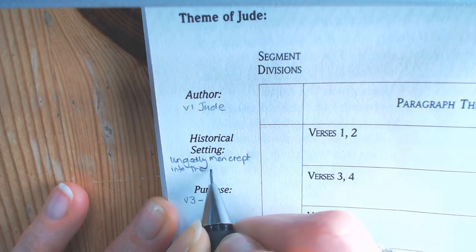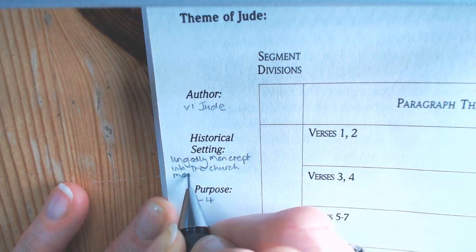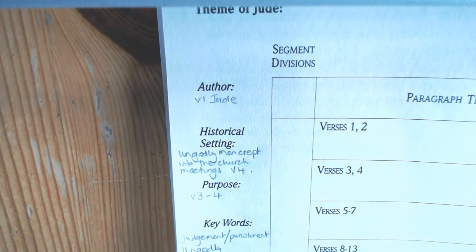Now you'll notice on this chart, the at-a-glance chart, there's not a huge amount of space to write down a whole lot of information there. Hence the term at-a-glance chart. That's exactly what it is. So you want to write something down there that's just going to remind you, oh yeah, I remember, that's the historical setting. So I think that sort of summarizes it really. And maybe perhaps the purpose is verse 4 there. That's what's been going on.